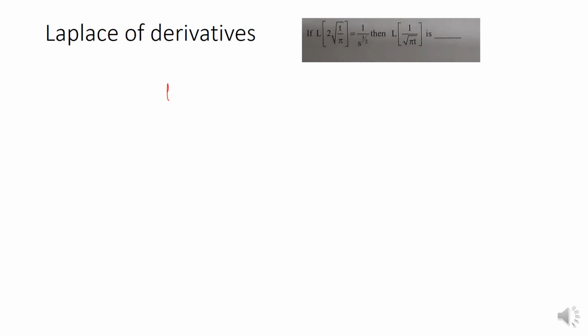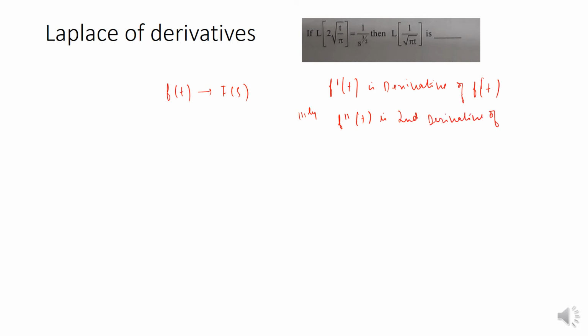If f of t is a signal, then its Laplace transform is F of s. F dash of t is the derivative of f of t. Similarly, f double dash of t is the second derivative of f of t. So f dash of t is the first derivative and f double dash of t is the second derivative.